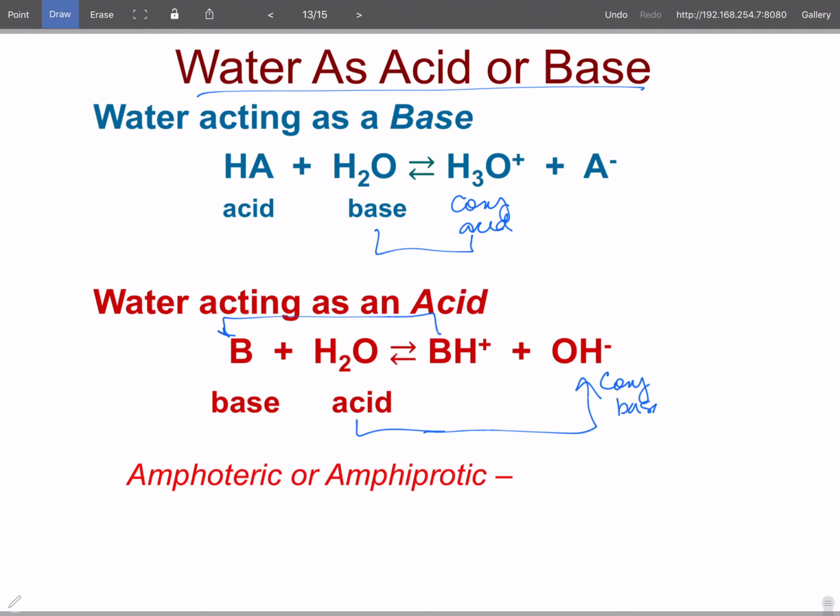Now, it's amphiprotic or amphoteric, which means it can act as both an acid and a base. And this is easy to remember. I don't know why they have two terms, but think about what an amphibian is. It spends half its life on water and half its life on land. So in the acid-base world, you spend half your time as an acid and half your time as a base.